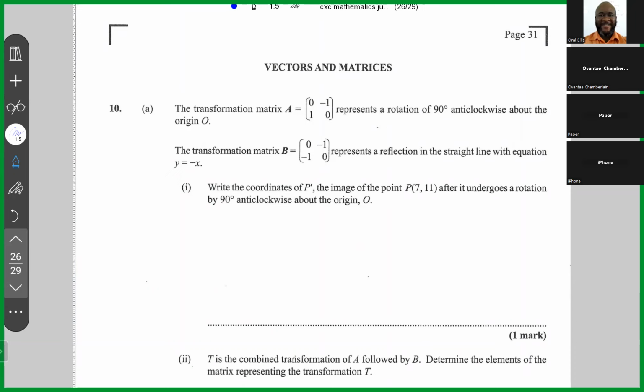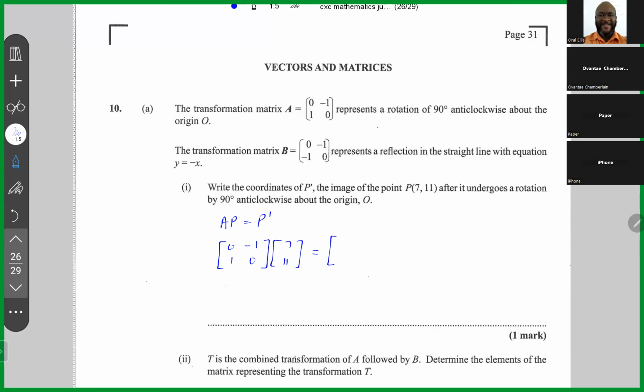We're to write the coordinates of P prime, the image of the point P, which is 7, 11, after it undergoes a rotation of 90 degrees anticlockwise about the origin. In this case, A multiplied by P would give me P prime. A is 0, -1, 1, 0, multiplied by P, and P is 7, 11. And this will give me P prime.